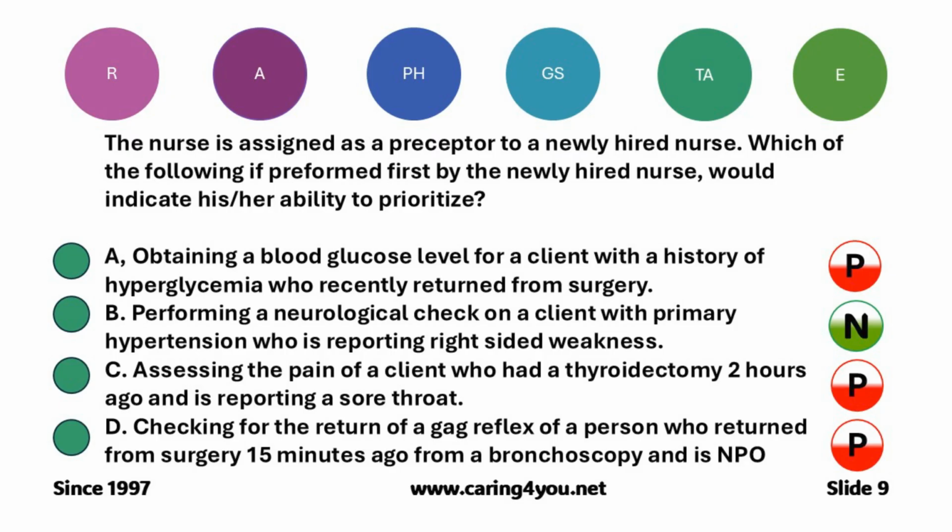So give C a P. All right, let's read D. Checking for the return of a gag reflex of a client who returned from surgery 15 minutes ago from a bronchoscopy and is NPO. So we know we have to take action, but they returned from surgery 15 minutes ago. They can wait another 2 minutes, right? So that's the past. We have to stay in the now. So what is your answer?